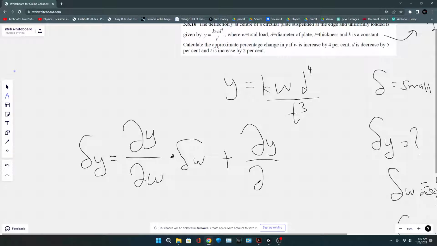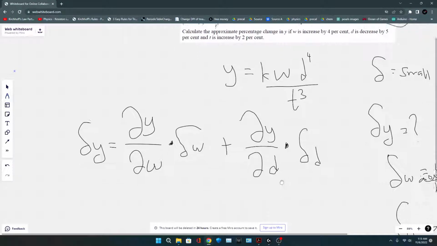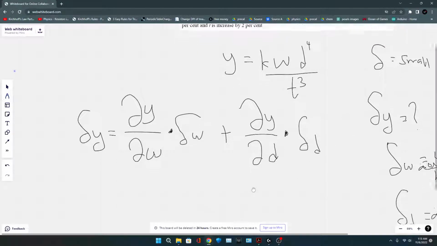kita differentiate d. And kita multiply with the small increment of d, ataupun perubahan sedikit dalam d. Macam tu lah. Small increment lah, maknanya kenaikan ataupun penurunan sedikit d.